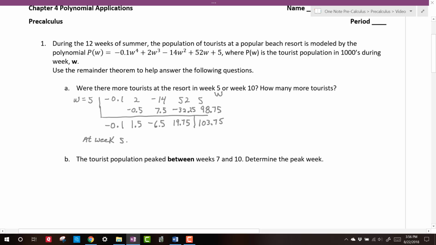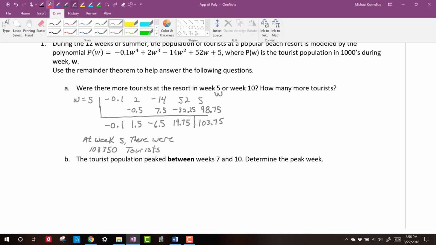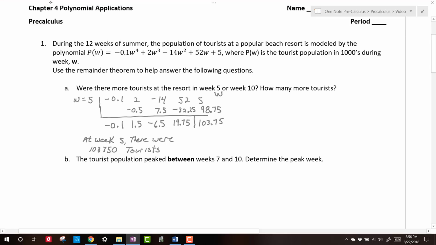At week 5 there were 103,750 tourists. Okay, so not the easiest multiplication around, but it got us there, it got the job done. So I know that there were a little over 103,000 tourists at week 5. So now we need to do the same thing for 10.